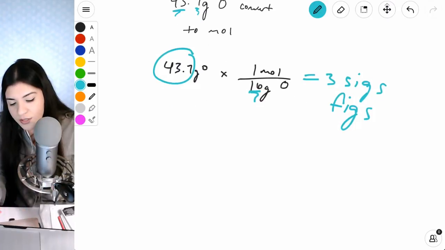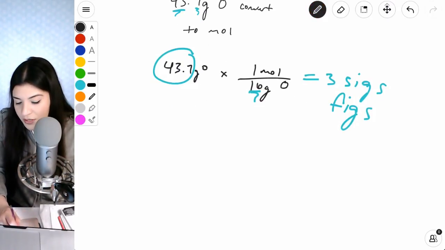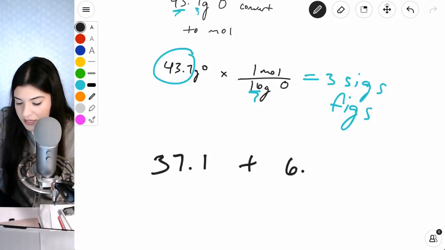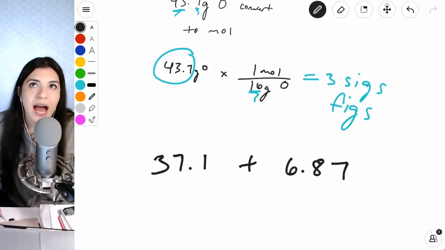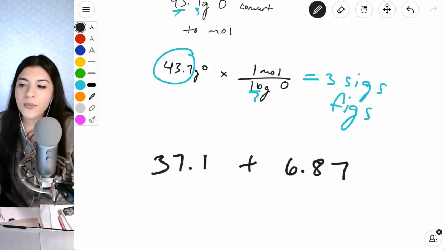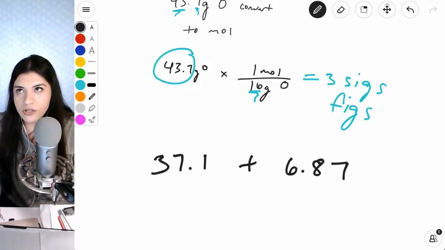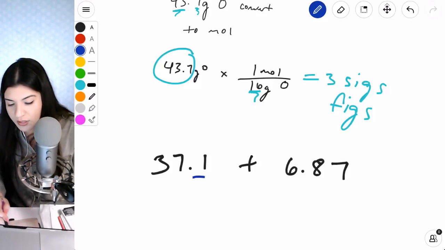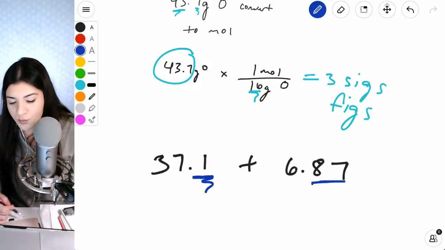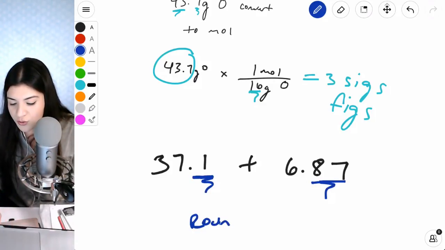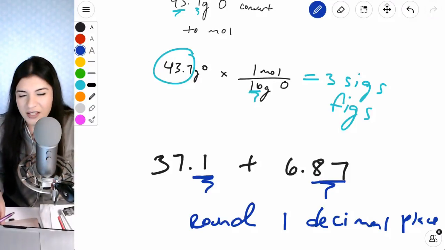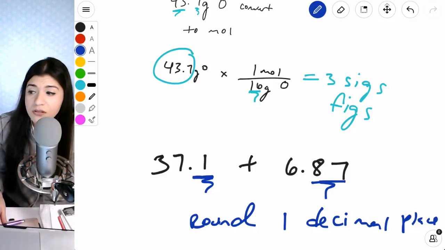Now, if I were adding or subtracting, like let's say if this were 37.1 plus 6.87, okay? When you're adding or subtracting numbers, then you round to the least amount of decimal places. So with decimal places, there's only 1 decimal place here. There are 2 decimal places here. So you would just round to 1 decimal place after you actually do the operation, after you add or subtract. So that's the main thing, that's how you would know when to round. Okay.